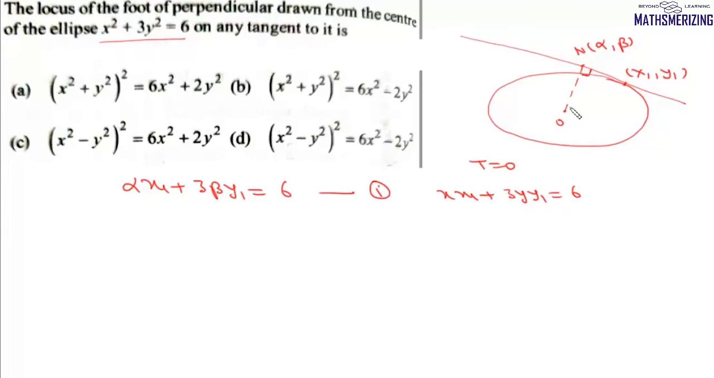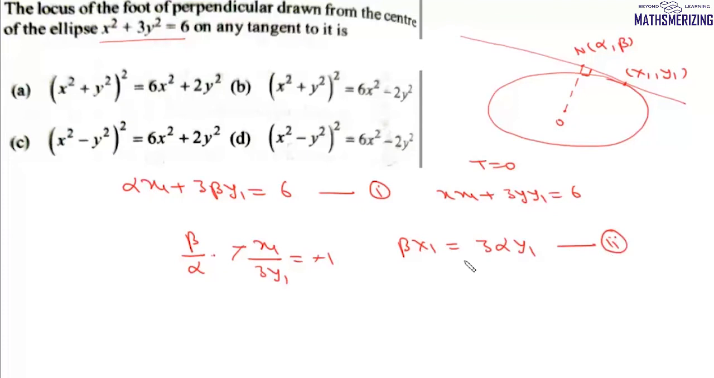We'll get the second equation from slopes. So what is the slope of this line ON? Slope of this line ON will be beta upon alpha. And what is the slope of this tangent? Slope of this tangent is minus coefficient of x upon coefficient of y. So it will be minus x1 upon 3y1, and this value is equal to minus 1. So we'll cancel minus with minus, then we can write beta x1 is equal to 3 alpha y1, and that's your second equation.